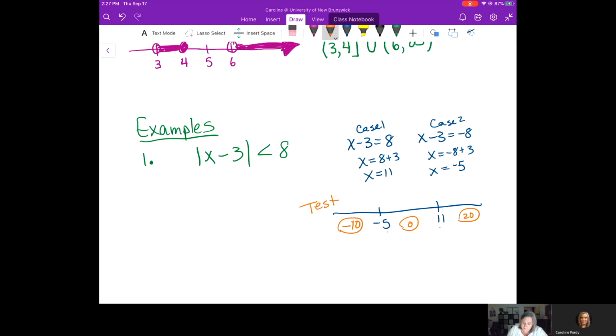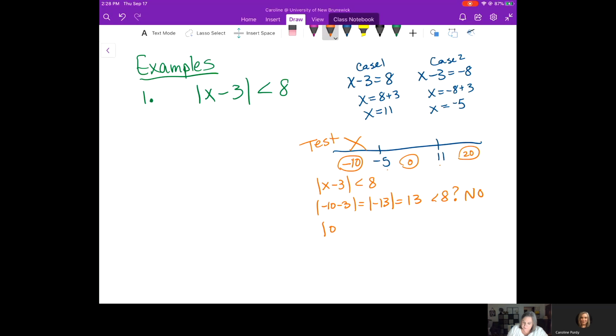So my original equation is absolute value of x minus 3, and I want that to be less than 8. So let's see which interval, less than 5, between negative 5 and 11, or greater than 11, works in this original equation. If we plug in the negative 10, I get negative 13. The absolute value of negative 13 is positive 13. Is that less than 8? No. So this one doesn't work.